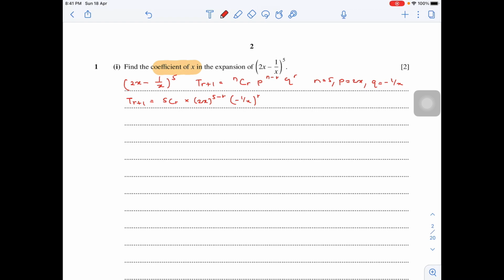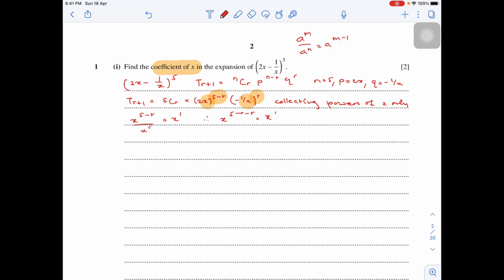We need the coefficient of x. So collecting powers of x only, we can write x to the power 5 minus r. That's the term I need, x and 1 over x. I don't need the 5Cr, I don't need the negative term, I don't need the 2. So I'm writing x to the power 5 minus r over x to the power r is x to the power 1.